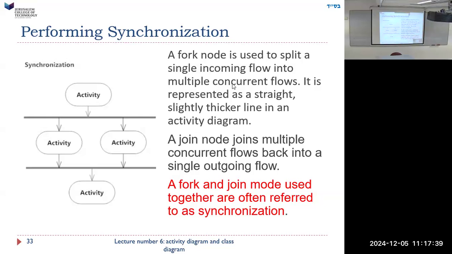A fork node is used to split a single incoming flow into multiple concurrent flows. It is represented by a straight thick line. We said that a million times. A join node joins multiple concurrent flows back. We said already. A fork and join used together are often referred to as synchronization. This is called synchronization because I synchronize these guys until I continue on.